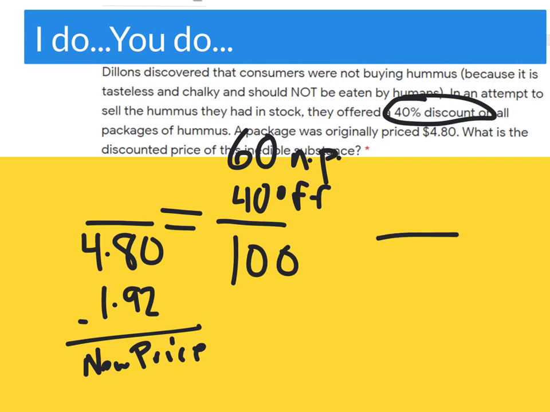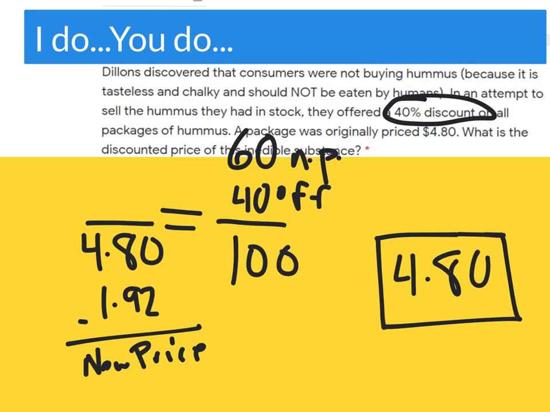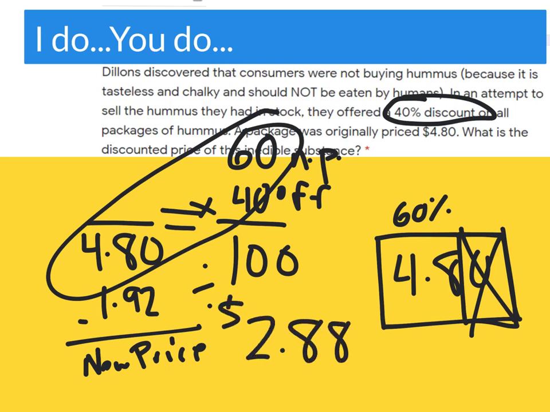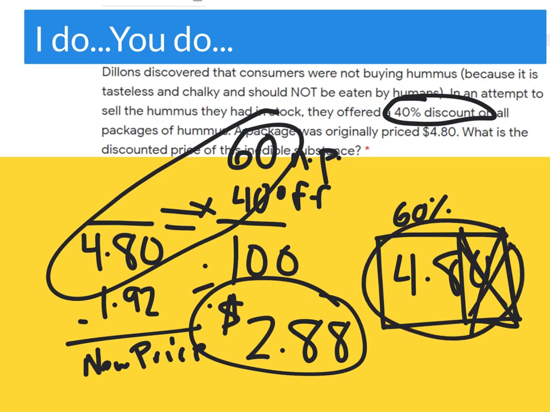So if I think about it with a picture again, if this price was $4.80, I take off 40% of it, I'm chopping off that much of it. I don't really want to know the 40% off, I want to know the 60% that's left. So I'm going to skip right to that and get my answer. So I'm going to take 60 times 4.8 and then divide by 100. And that gives you a final answer of $2.88. So remember, the full price was $4.80. They took off this price that we found to be $1.92 over here. And what was left then was $2.88, which is what the question asked.